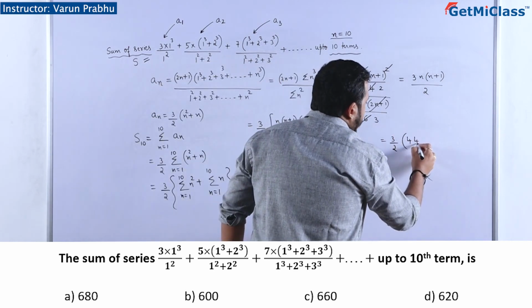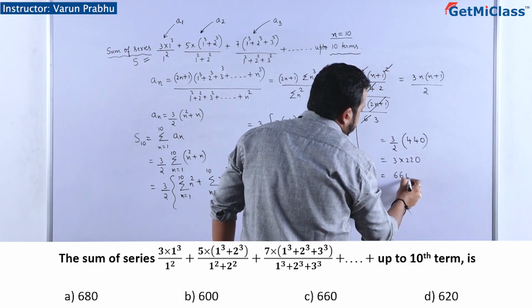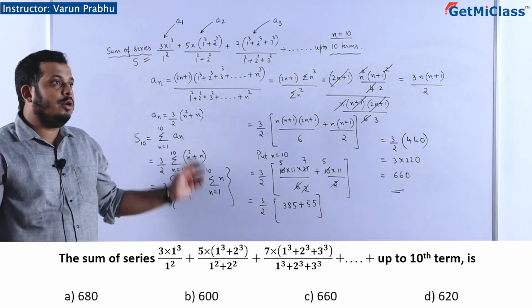So what is the answer that we get? This is nothing but 3 into 220. So the answer to the question will be equal to 660. This was a very important question asked in the exam.